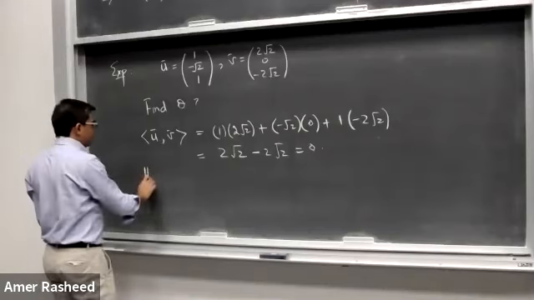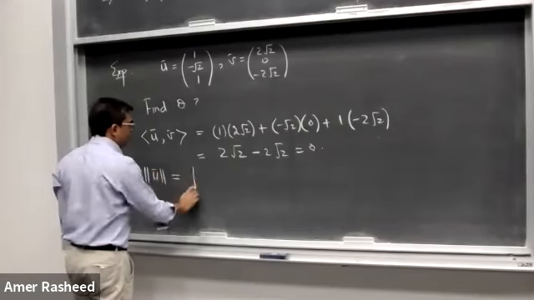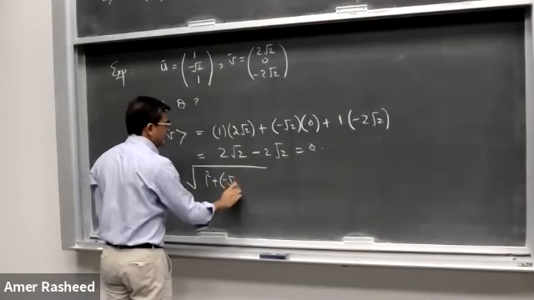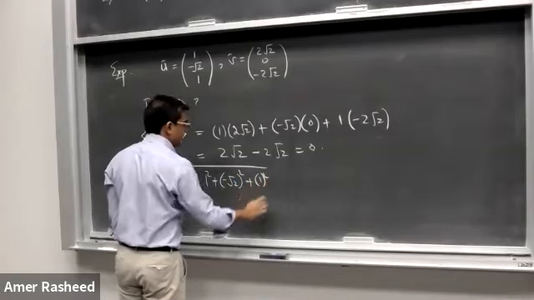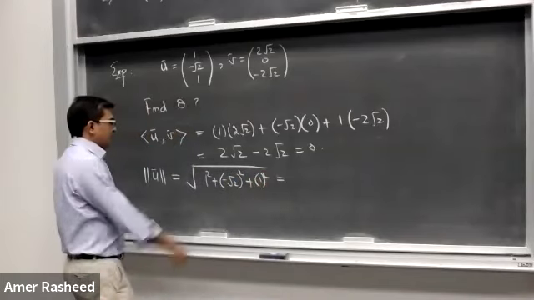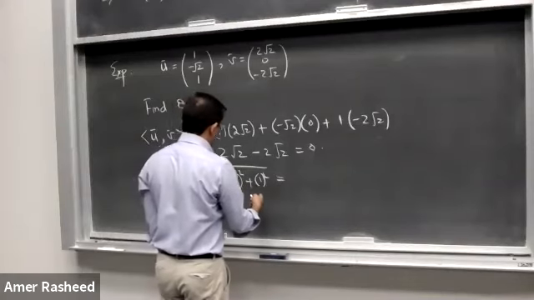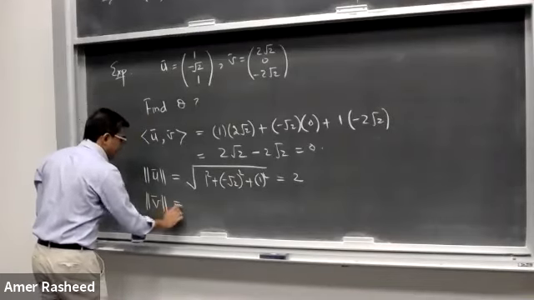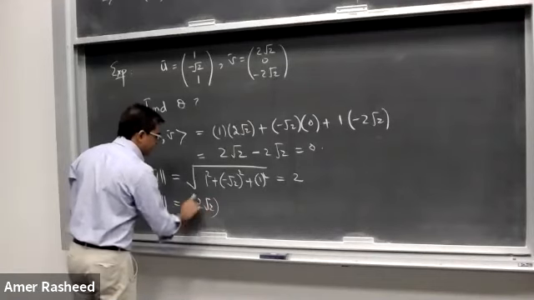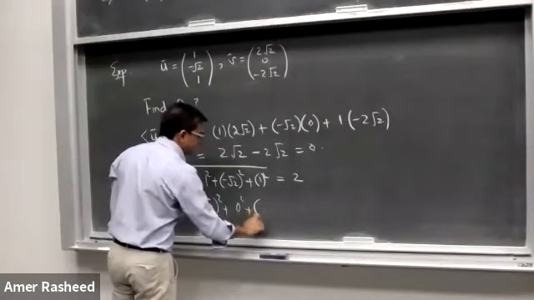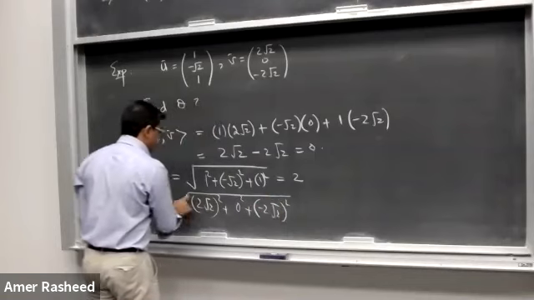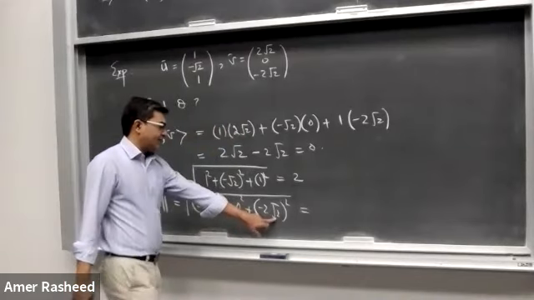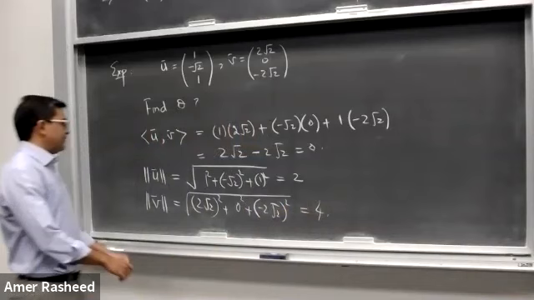Now, what is the norm of u? Norm of u is the square root of the sum of squares of its components: 1 square plus negative square root 2 square plus 1 square. So this would be 4, and the square root of 4 is 2. And now the norm of the v vector is the square root of 2 square root 2 square plus 0 square plus negative 2 square root 2 whole square. So this would be 8 plus 0 plus 8, which is 16. So the square root of 16 is 4.